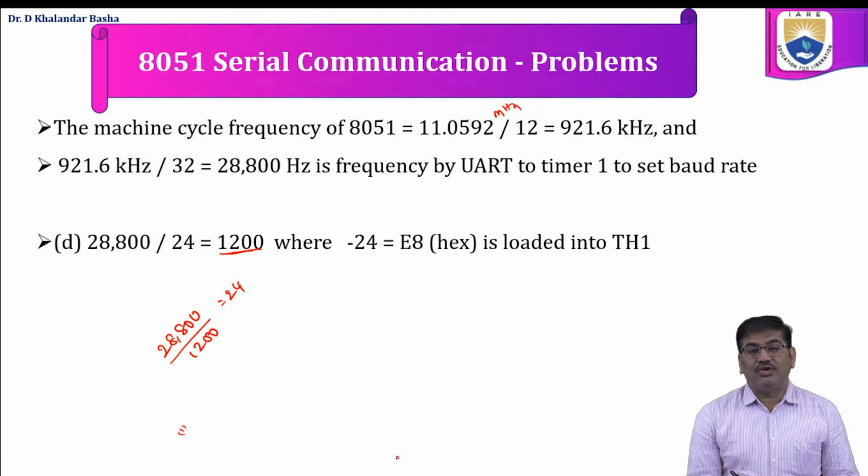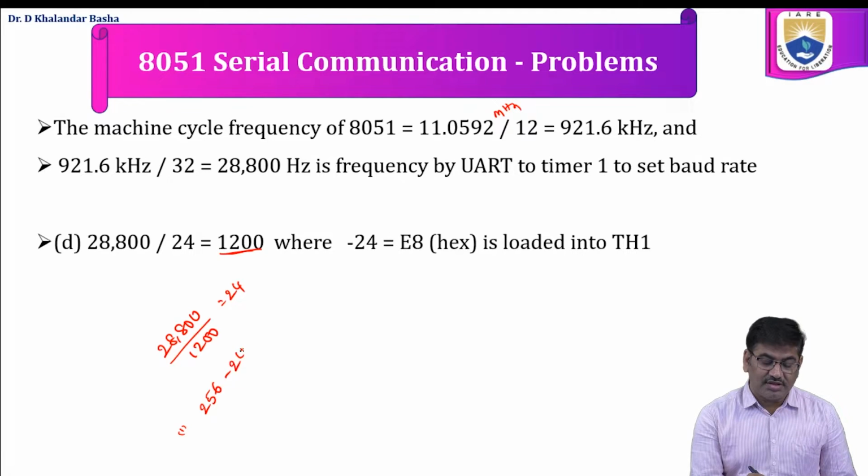What is the value we have to load in the TH1 register? The maximum number of counts for the 8-bit case is 256 minus 24, which is going to give us 232 decimal. The 232 decimal value we have to load into the TH1 register. In hexadecimal, the equivalent is E8H.